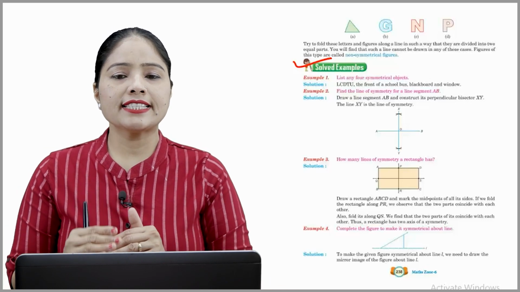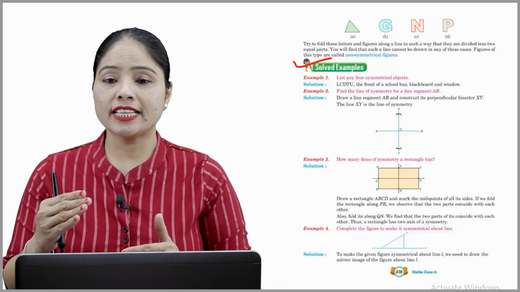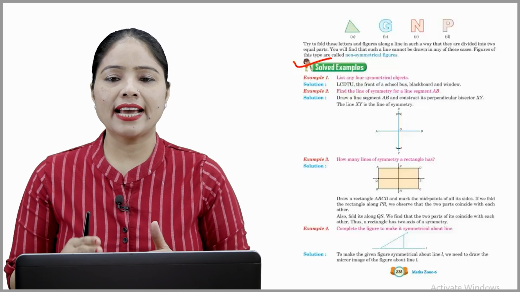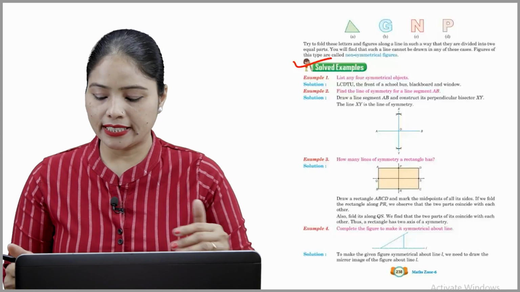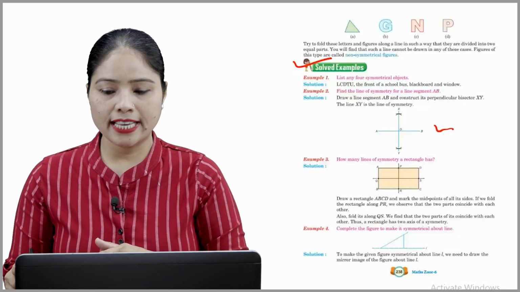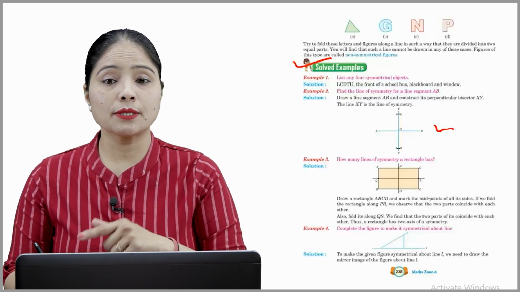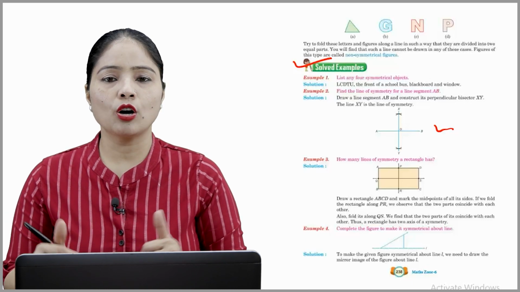Solution. Draw a line segment AB and construct its perpendicular bisector XY. The line XY is the line of symmetry, like this way beta. This AB is our line segment and we drew XY as its perpendicular bisector.